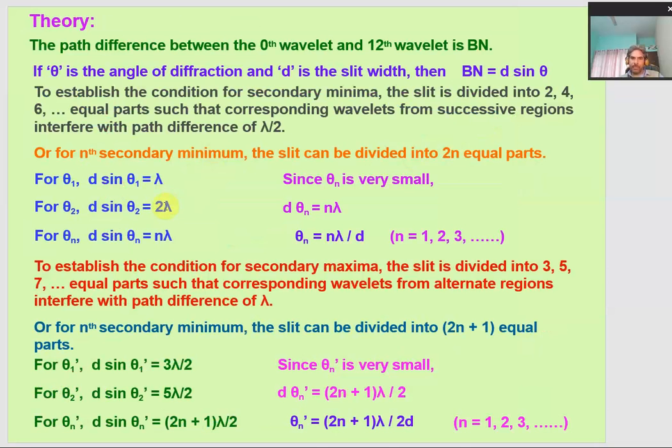Similarly, we can generalize: if the path difference Bn is equal to n times lambda, where n goes from 1 to 3 and so on, then it will be the position of the nth secondary minima, right?